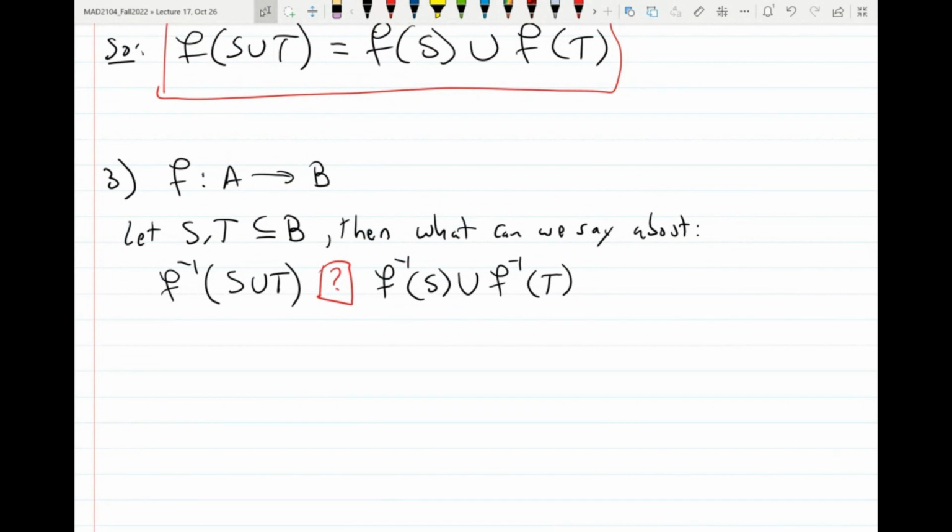Again, I suggest give it the benefit of the doubt. Try to see if you can prove it. If you get stuck, what do I mean by getting stuck? If you get to a step in which you cannot logically continue, then maybe you start to suspect this is not true, and then you try to look for a counterexample. And the place where you're getting stuck, that suggests what sort of counterexample you need.